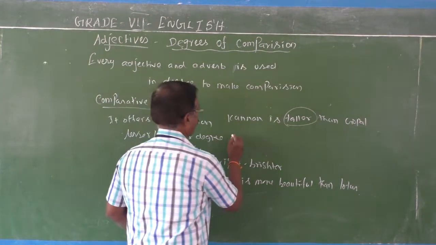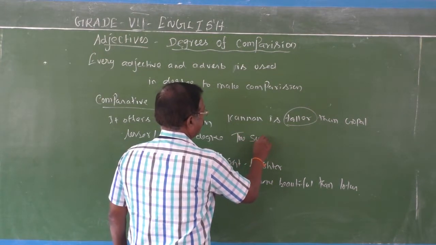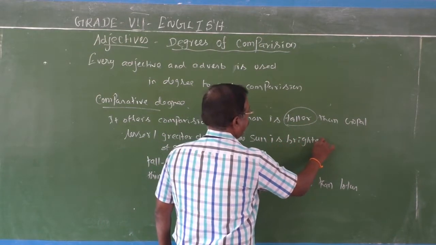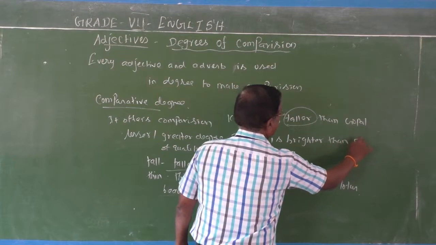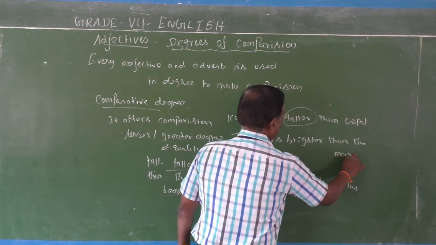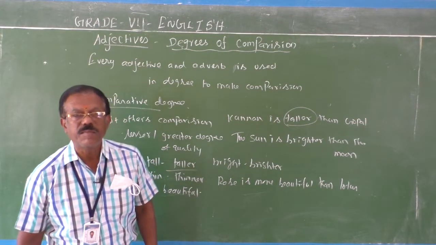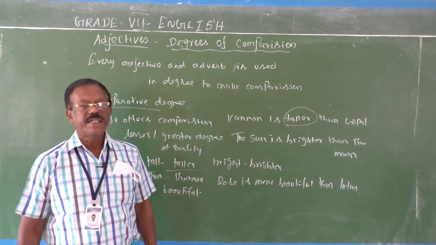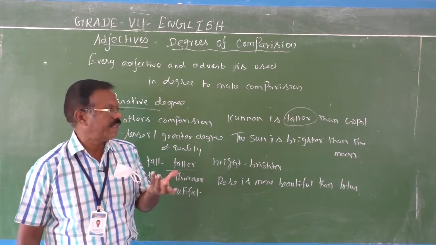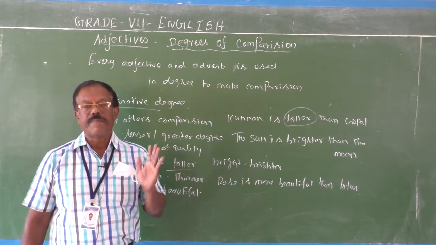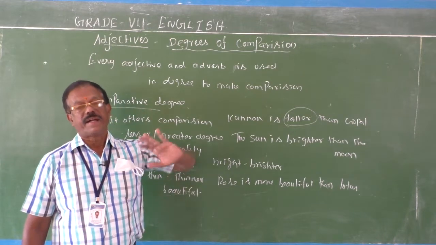One more example I would like to give. The sun is brighter than the moon. Okay, the sun is brighter than the moon. Here we compare the brightness of the sun with the brightness of the moon. Okay, and in this way comparative degrees are used for comparison.